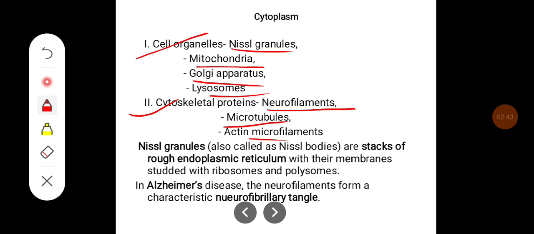Nissl's granules, also called Nissl's bodies, are stacks of rough endoplasmic reticulum with their membranes studded with ribosomes and polysomes. In Alzheimer's disease, neurofilaments form a characteristic neurofibrillary tangle.